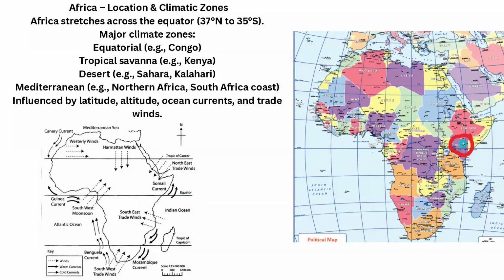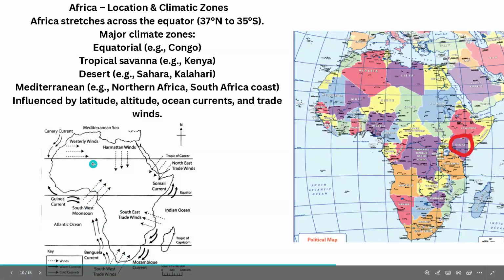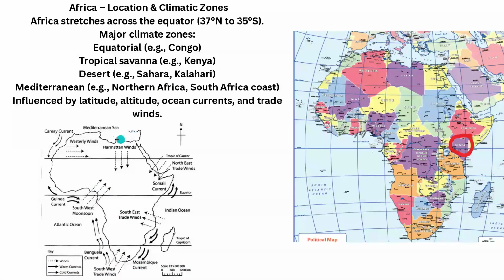Grasslands you will find in Kenya. In this region, you will find grasslands. Then desert, Sahara Desert, Kalahari Desert. Then Mediterranean type of climate, Northern Africa. Here the Mediterranean Sea is there. As I told you, it will moderate the higher temperatures.